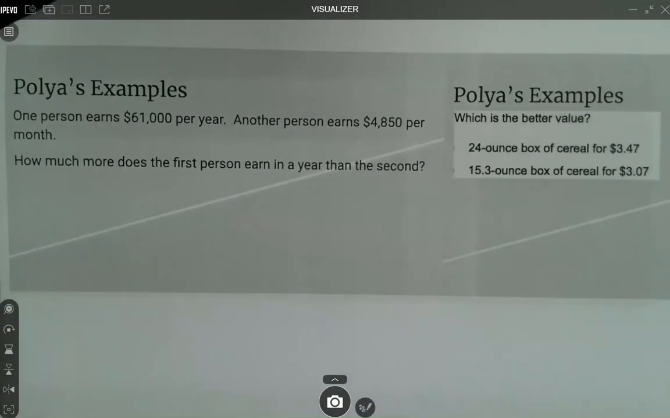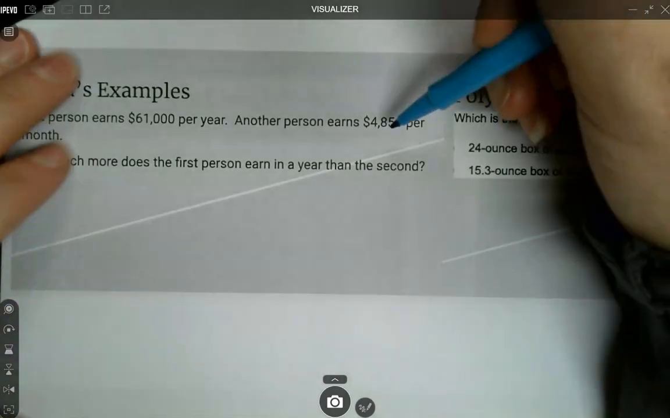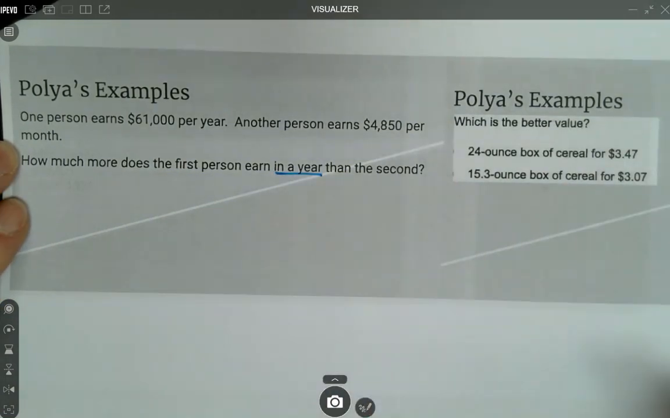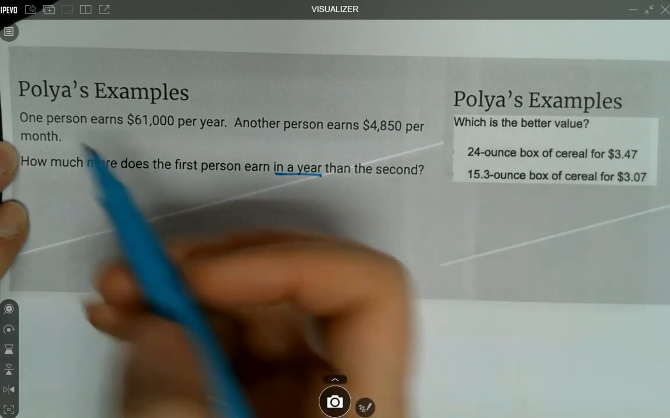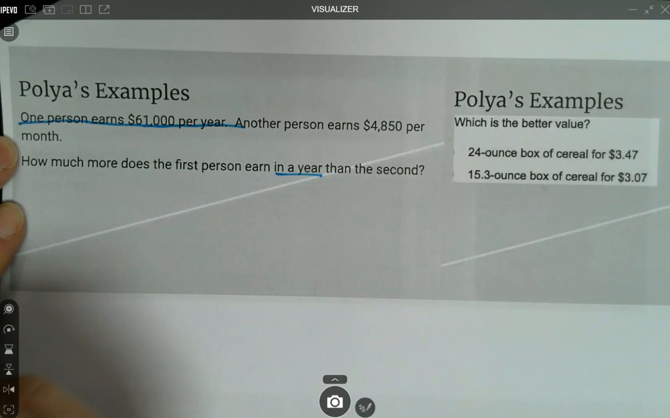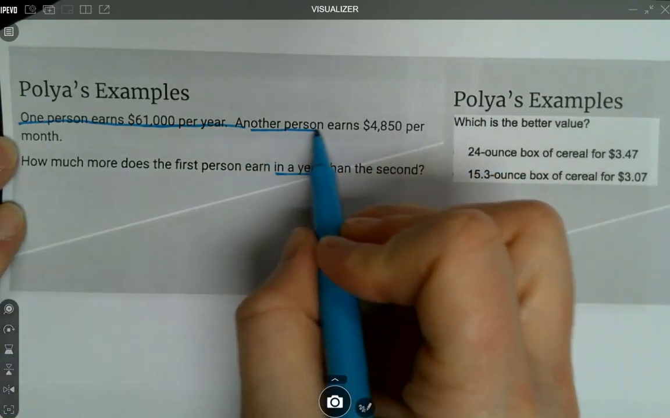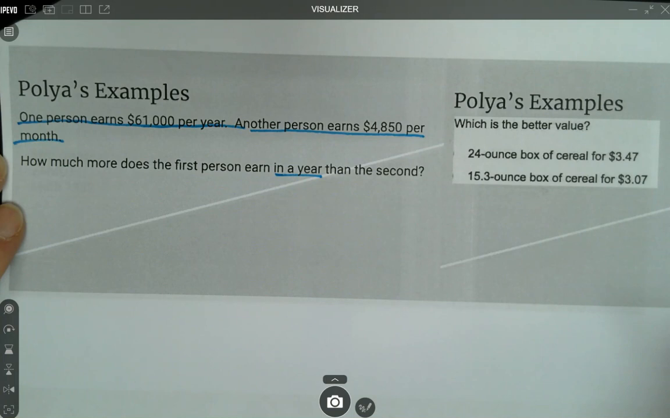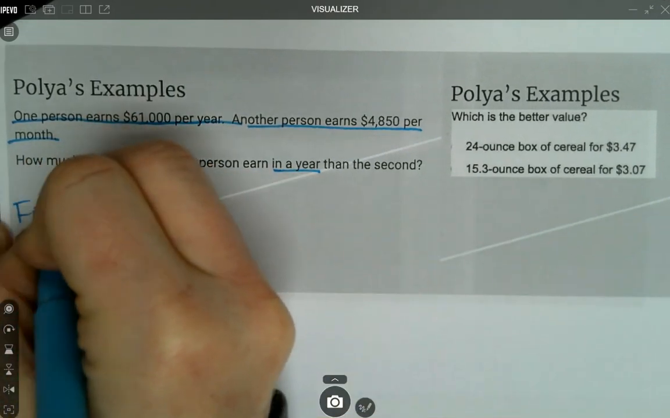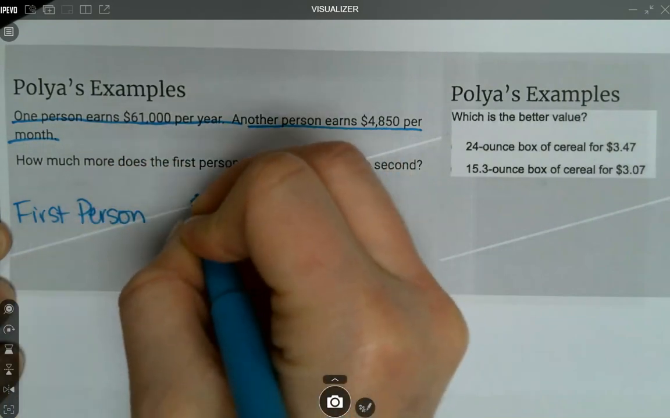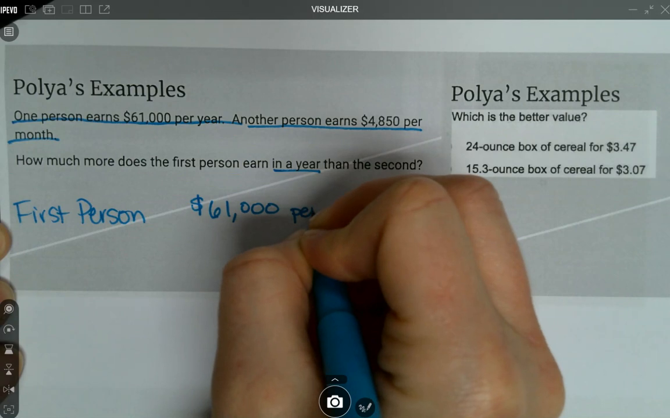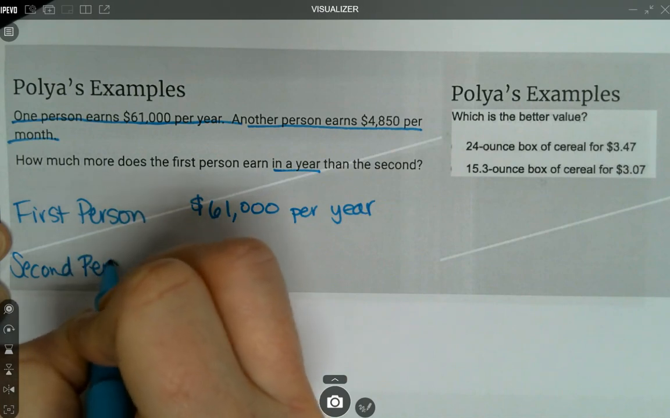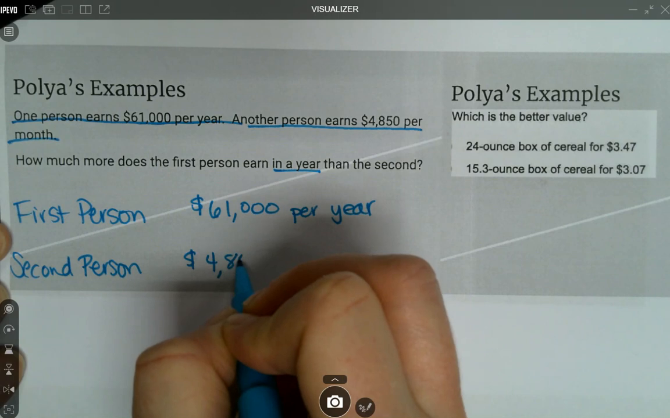One person earns $61,000 per year. Another one earns $4,850 per month. How much more does the first person earn in a year than the second? So we need to find in a year. So one person earns 61,000. Another person earns 4,850 per month. So we're in two different measures. So the first person is 61,000 per year. Second person is 4,850 per month.